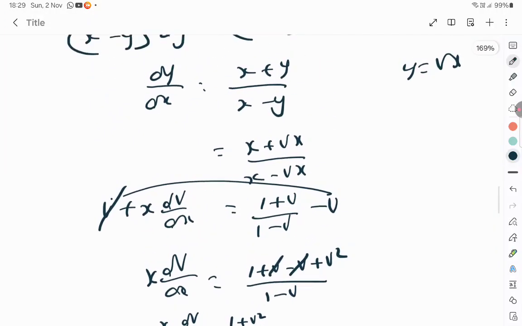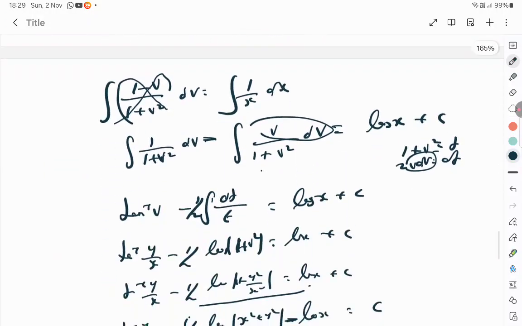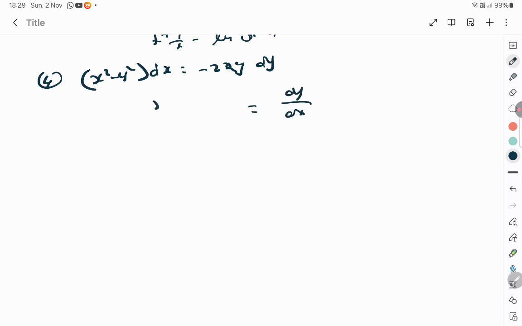Okay, what is the next question? Question number 4. So let me do question number 4. X square minus y square into dx, I am not able to write it, minus 2xy into dy. Okay, now we'll write what is dy by dx, which is x square minus y square by 2xy with a negative sign, and you write y is equal to vx.